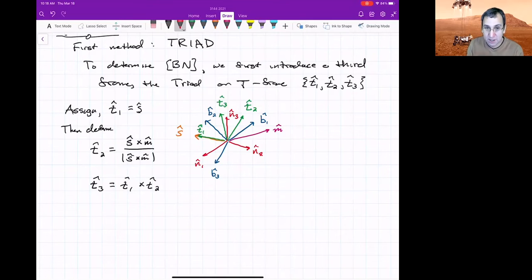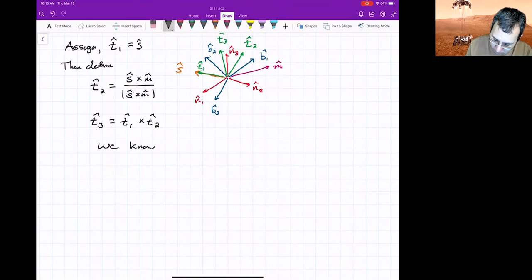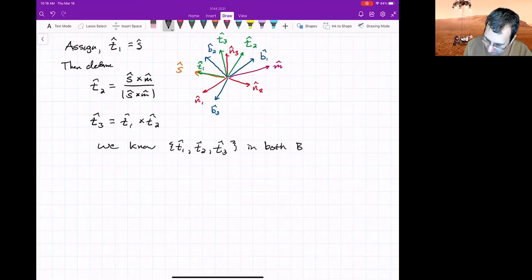For the first thing that you assign, you want the most accurate vector you have. And just based on our description here, the sun vector will be known with more accuracy than the magnetic field. So it's almost like we're using all of the information about the sun vector and then kind of half of the information about the magnetic field direction. And then we construct these unit vectors. And we know what these unit vectors are in both the B and the N frame. So we know what this T1, T2, T3 are in both the B and N frames.